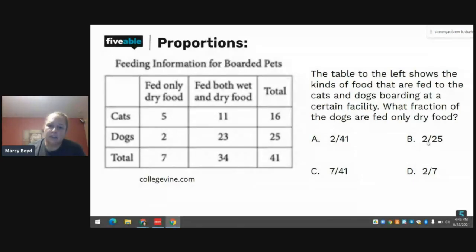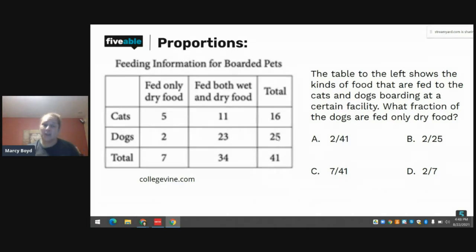Next, 2 out of 25 and 2 out of 7. Well, if I look at fed only dry food is 2, out of everybody that's fed dry food is 7. Okay, that makes sense. But again, fed only dry food, now I'm including non-dogs, right? So this question is saying what fraction of dogs? If I would have enunciated dogs or said of only dogs, it might have helped you a little bit more, but that's not what the question did, right on the practice test. So the only dry food of only dogs.